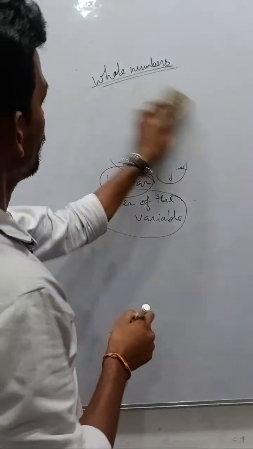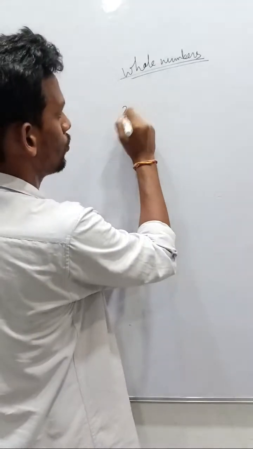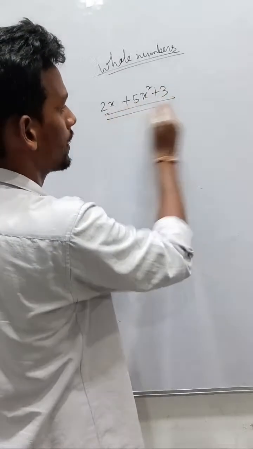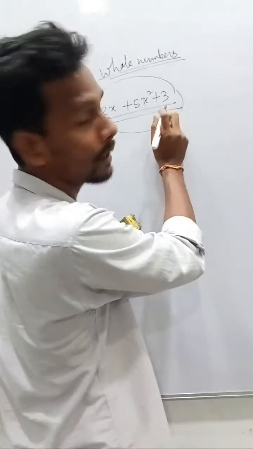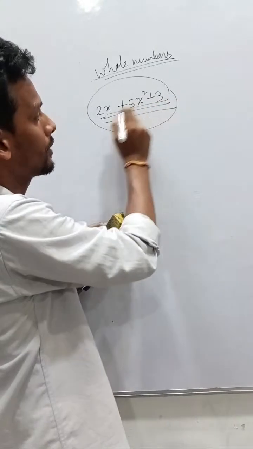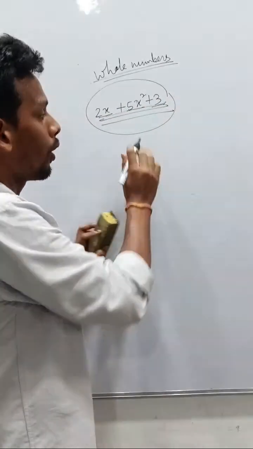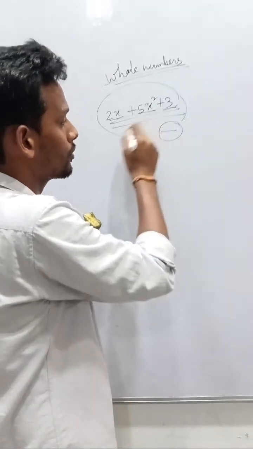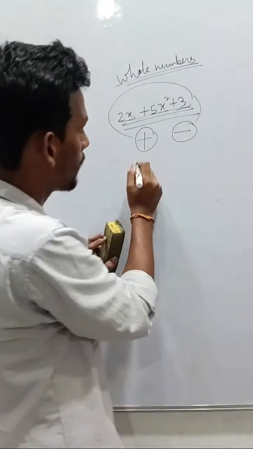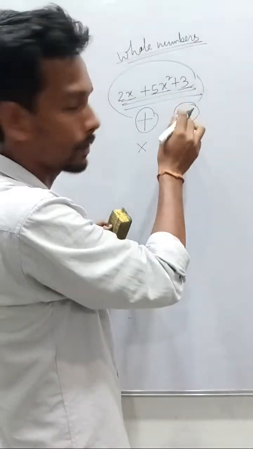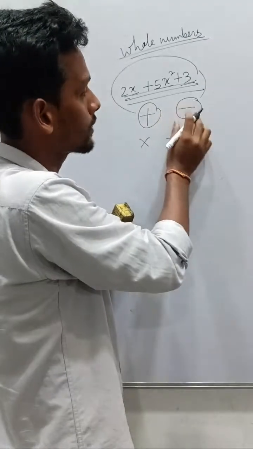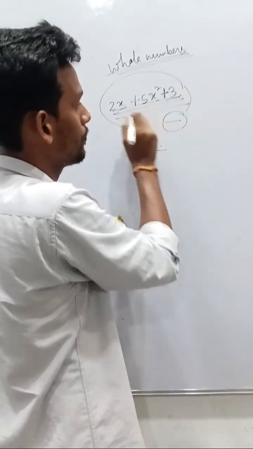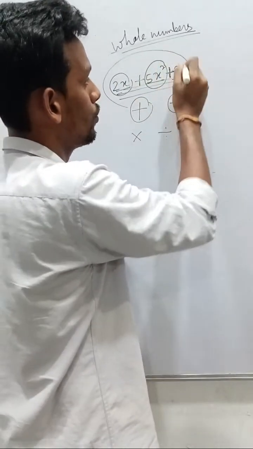Whole numbers means, suppose 2x plus 5x squared plus 3. This is an expression, that means a polynomial. How many terms are there? There are 3 terms: 1, 2 and 3. Only the plus sign and the minus sign separate the terms, but multiplication and division cannot separate the terms. Here, in between the numbers, 2 plus signs are there. So how many terms? 1, 2 and 3.